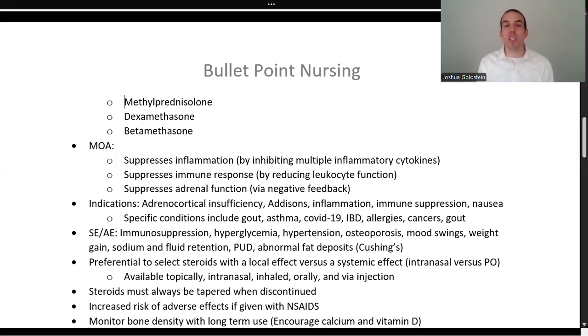If given with NSAIDs, we just mentioned a few minutes ago that NSAIDs have that risk of GI bleed. Giving this with NSAIDs could really make that even worse. We also mentioned this medication can cause the long-term adverse effect of osteoporosis. Why? Because it decreases your bone density. Because of that, 2 things, and these are both fair game for a nursing test.